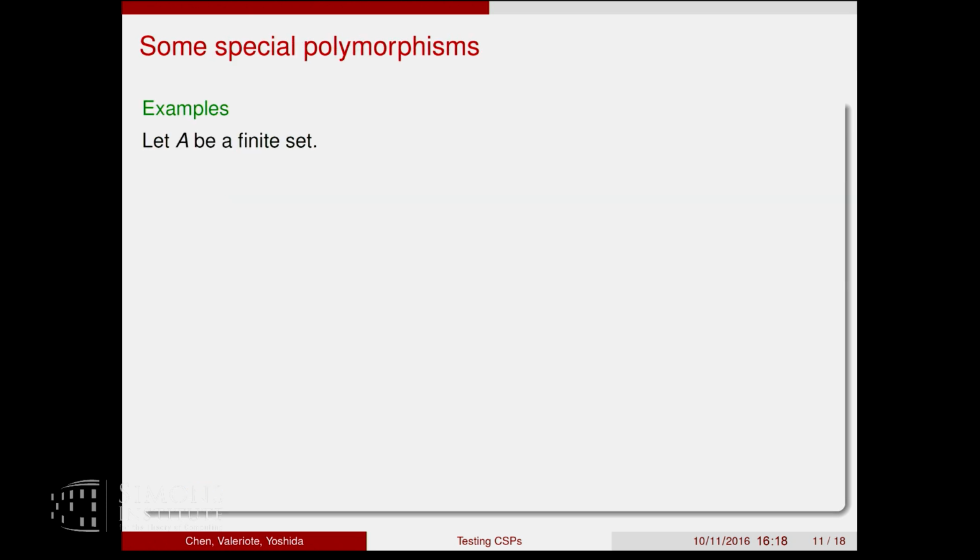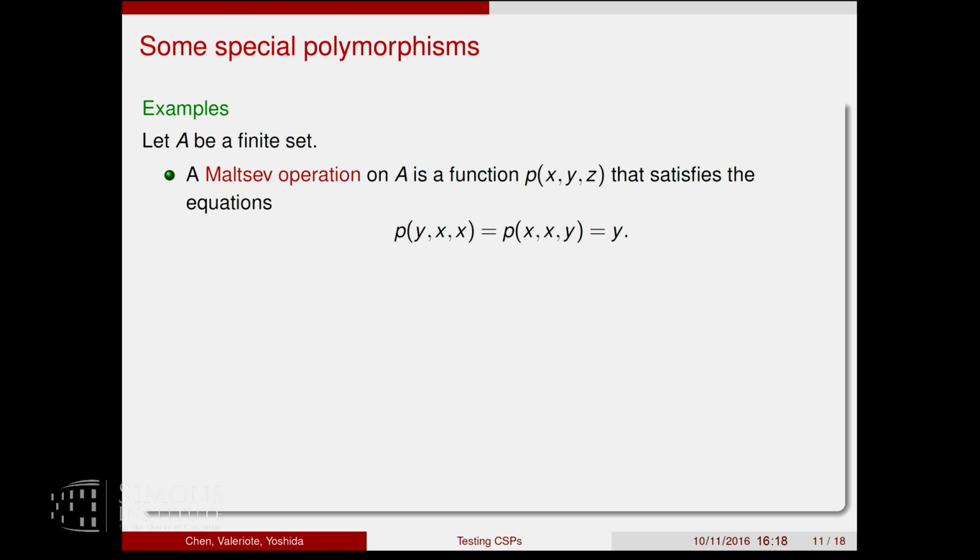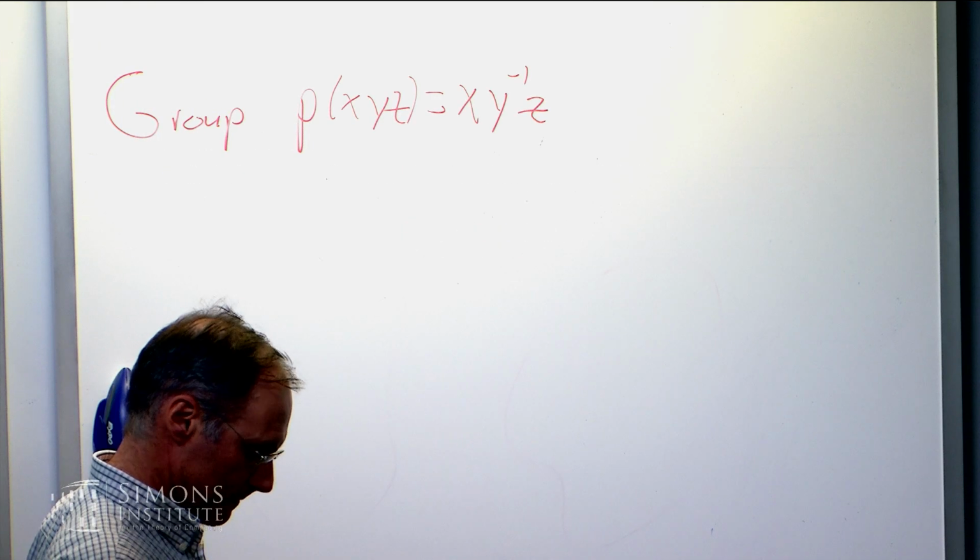So a couple of examples, more or less going over the list of examples of polymorphisms that will come up. And I think Libor did mention some of these in his talk. A Maltsev operation is a function that satisfies these 2 equations. You've all seen algebras with this kind of operation. For G a group, the operation x times y inverse times z satisfies these equations. That's a Maltsev operation. Any algebra with an additive structure will have one of these.